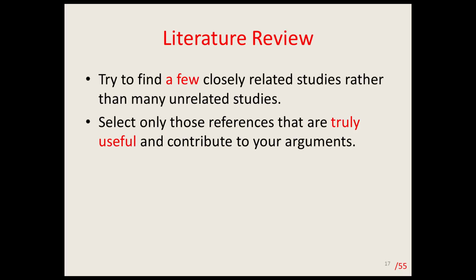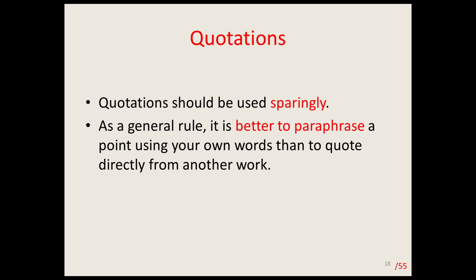Now we go to the literature review. The literature review has some formal and some informal rules and regulations according to the APA. First of all, you have to find articles that are closely related to your research. So instead of looking for so many unrelated studies, you focus on a few closely related studies. Quotations are okay, however, you have to use quotations sparingly, meaning not very often. As a general rule, it's better to paraphrase rather than using direct quotes.